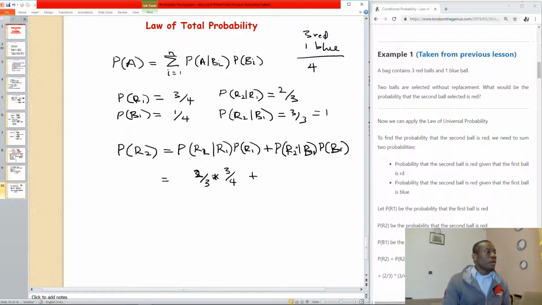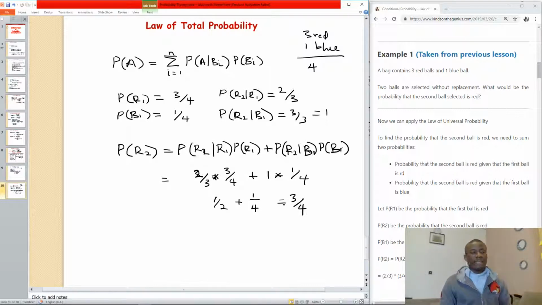plus, in this case we have P(R2 given B1), which is 1, times the probability that the first ball is blue, which is 1/4. Good. So this is going to give us 1/2 plus 1/4, and this will be equivalent to 3/4.